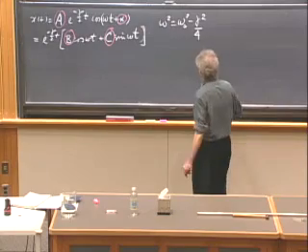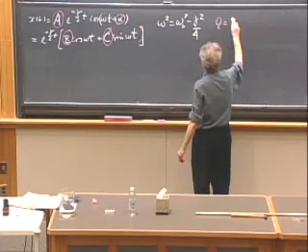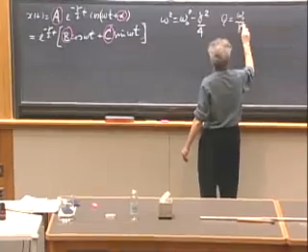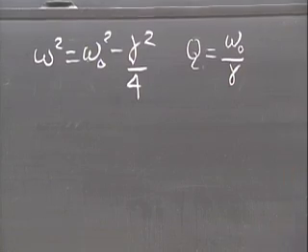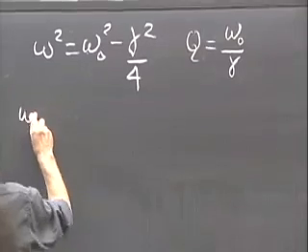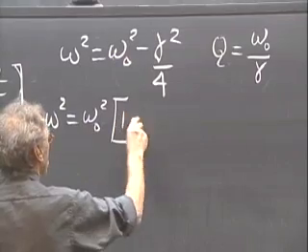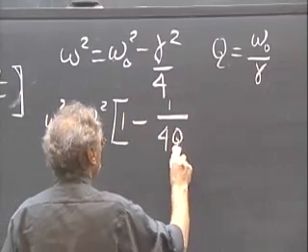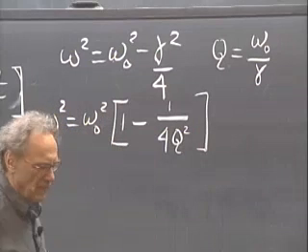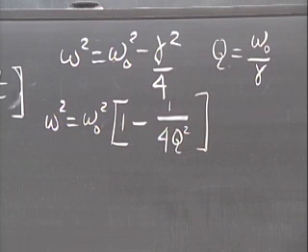We often, particularly the French, like to write down Q equals omega 0 divided by gamma. This is the quality factor. And if you do that, then omega squared can also be written as omega 0 squared times 1 minus 1 over 4Q squared. And so you see that if Q is, for instance, 10, which is by no means absurdly high, omega is only 1/8% lower than omega 0. So they are that close. And even when Q is 2, the difference is only 3% between omega and omega 0.